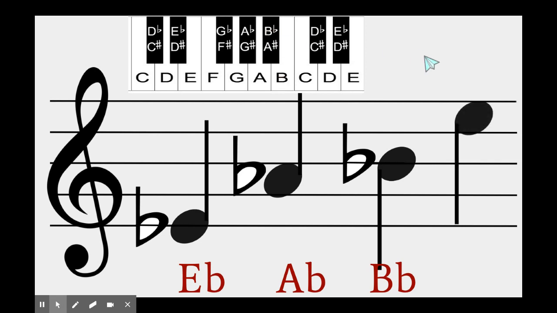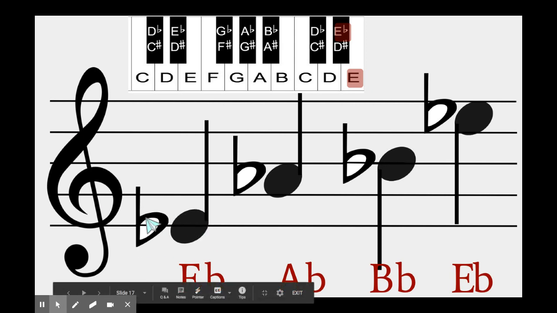And finally, if I had a note here on the fourth space, we know that note to be E on the treble clef. Here it is on the keyboard. If I were to put a flat in front of this note, it would become E flat, and it would get lowered as well by a half step on the keyboard. So again, a flat lowers a note by a half step, while a sharp raises a note by a half step. When identifying sharps and flats on the keyboard, remember that the symbol on the note must match the symbol in the name of the note.